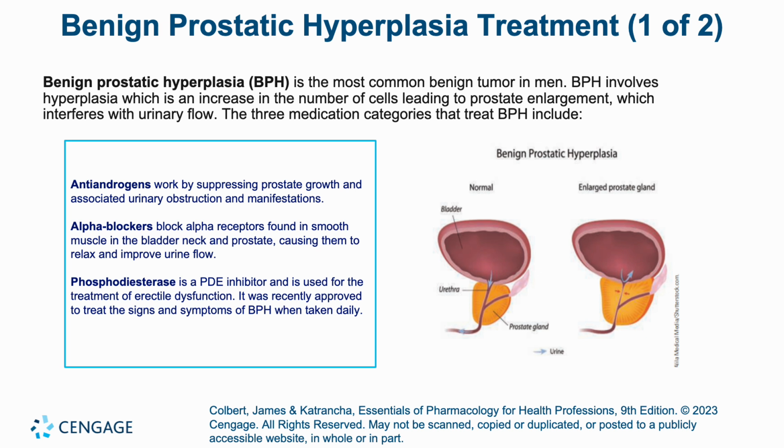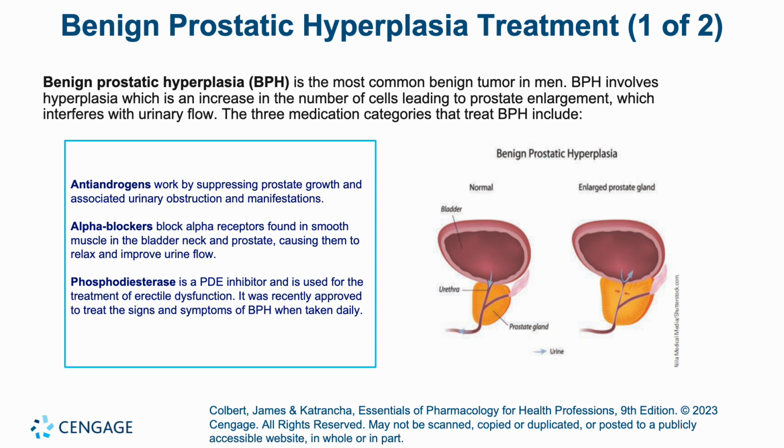Benign prostatic hyperplasia treatment. Benign prostatic hyperplasia, BPH, is a condition that we treat often and the most common benign tumor in men. And if you're not familiar with the word benign, it means non-cancerous. BPH involves hyperplasia, which is an increase in cells leading to prostate enlargement. So it is this overgrowth of cell reproduction leading to the enlargement. And this interferes with urinary flow because the prostate sits right next to the urethra and can start to compress it.